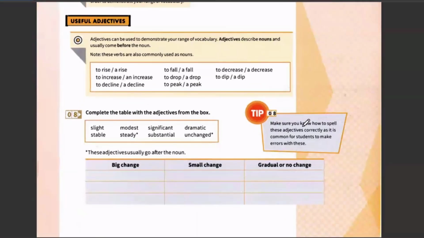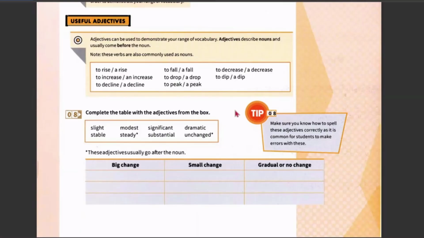And there's a tip given here. Make sure you know how to spell these adjectives correctly, as it is common for students to make errors with these. That is true. There are some confusions many times when we are writing a lot. At that time we go blank and we get confused. We don't actually forget, but we get confused, right? So make sure that doesn't happen. Okay, so for big changes, there will be 3 words. What words do you think should be used when we are describing big changes?